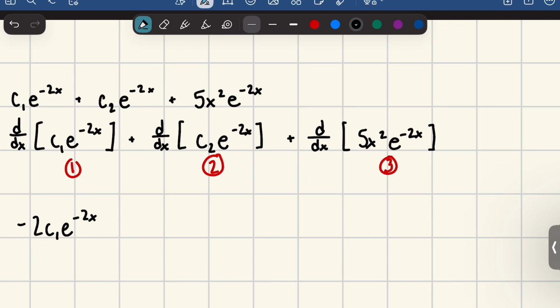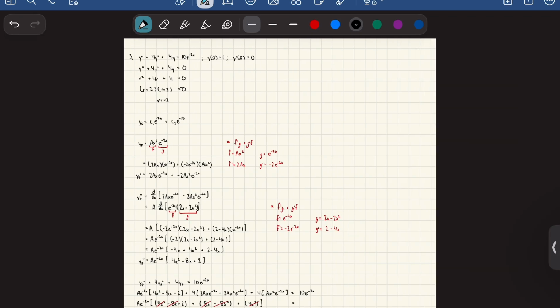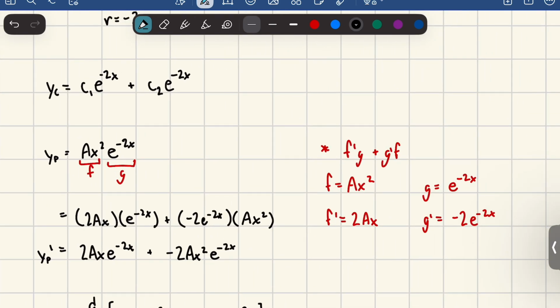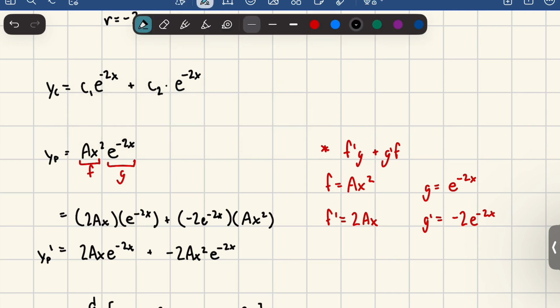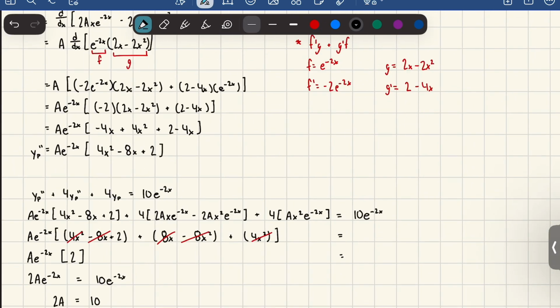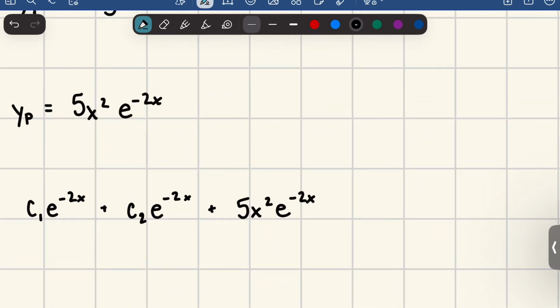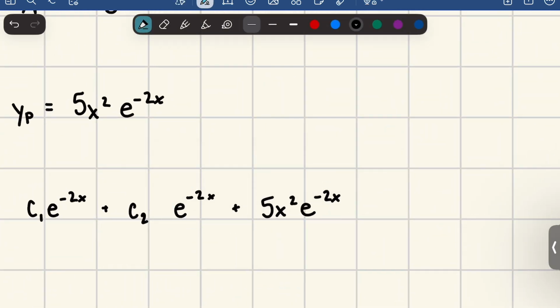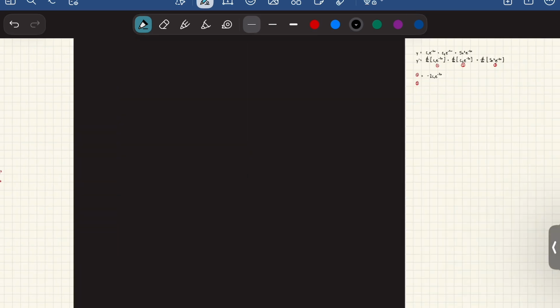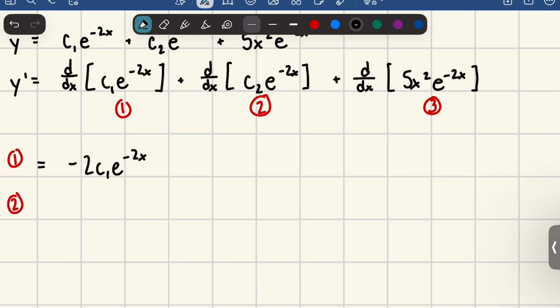Oh, I know what I'm missing. I made a mistake all the way back at the beginning. It's supposed to be c2x. Silly. That's what I was missing. I thought something made no sense.